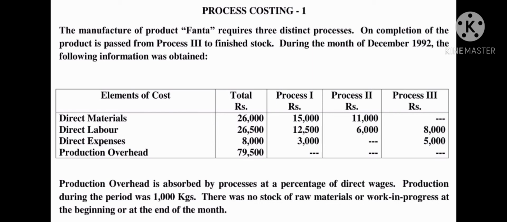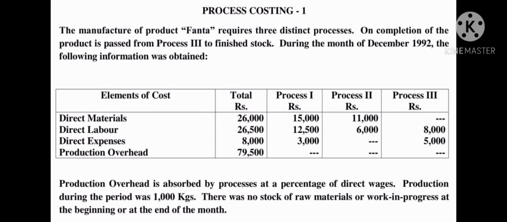Likewise, direct expenses, the value is given for process 1 and 3, but there is no value for 2. At last, you see that the production overhead value is given as the total value alone. That means there is no separate value for each and every process. So all those different process values are put together as a total value. That's what you are seeing here: direct materials 26,000, direct labor 26,500, direct expenses 8,000, and finally the production overhead, the total value is 79,500.